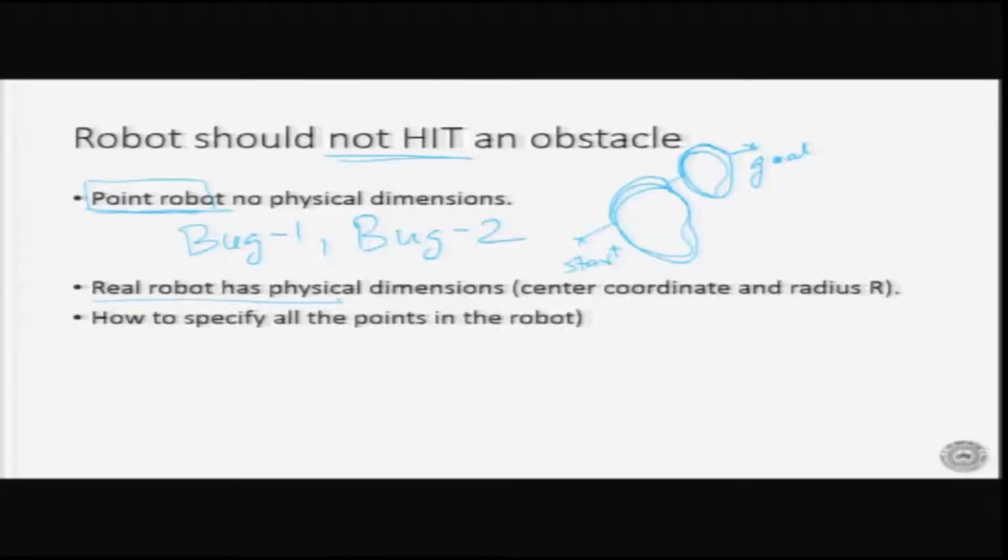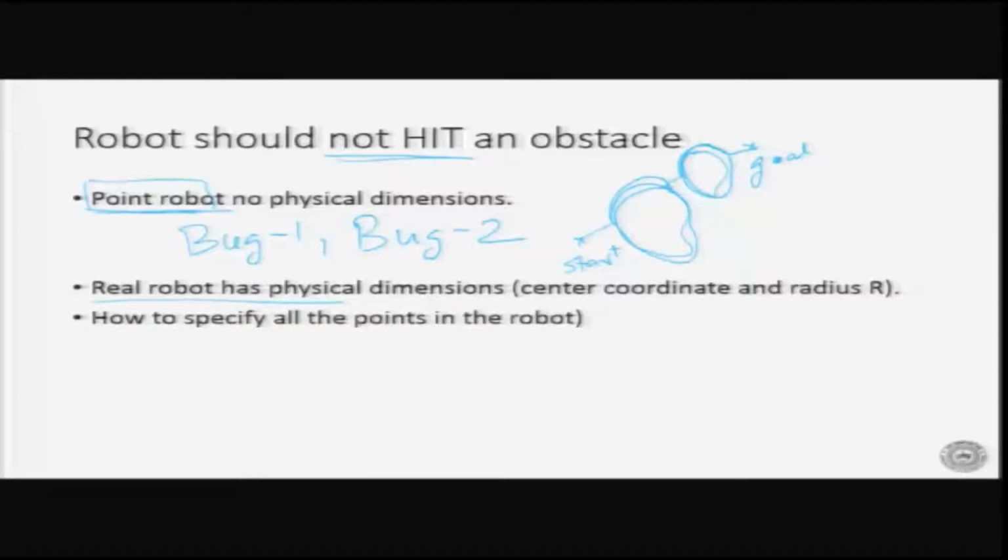Now a real robot in the real world has physical dimensions. If a robot has physical dimensions, then ensuring that no point of the robot interferes with the obstacle is not very easy, especially for a serial arm, which can have 6, 7, or 8 degrees of freedom. So basically we do not do the planning in Cartesian or Euclidean space. We have to go to another space, which is called the configuration space, essentially to ensure that no point of the robot interferes with the obstacle. So how do we do that?